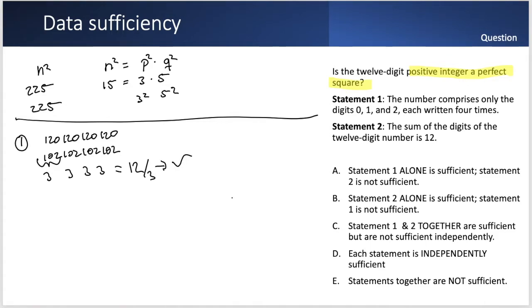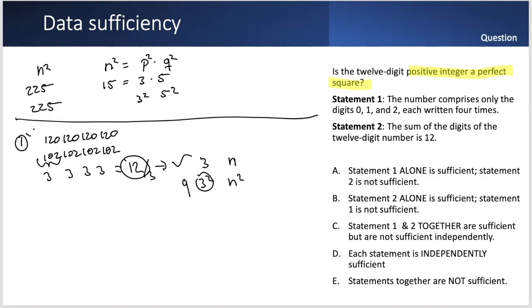That is correct. So 3 is a prime factor of n. Now, if it's a prime factor of n, that means that 3 squared should be a prime factor of n squared. That is 9. How can we find out if a number is divisible by 9? Well, a number is divisible by 9 if the sum of the digits is divisible by 9, and we know that sum is 12, which is not divisible by 9. Therefore, this statement alone is sufficient, and we know that this integer is not a perfect square.